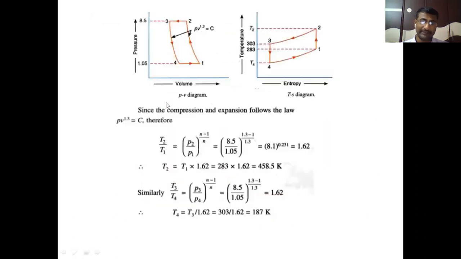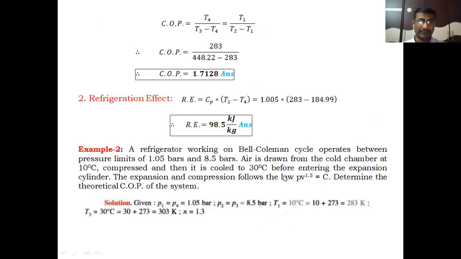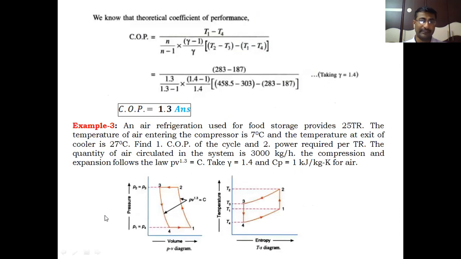Clear, students? Like this, we have to find the theoretical COP from the given data. Clear, students? Are you understanding? Let us go for example 3. It will be clear from example 3. The Bell-Coleman cycle will be clearly understood by example 3.